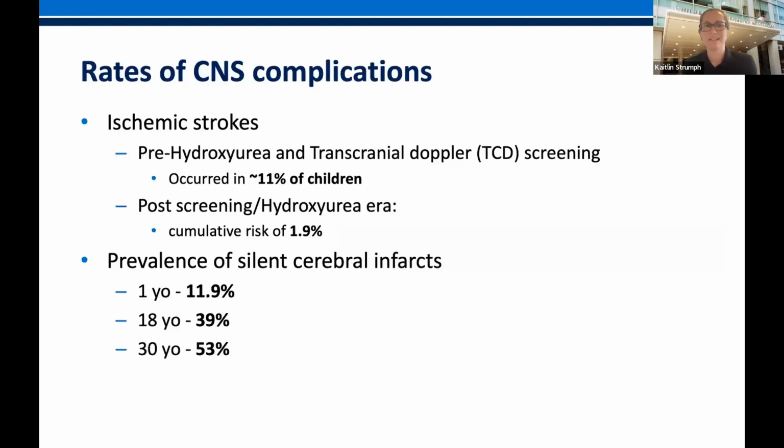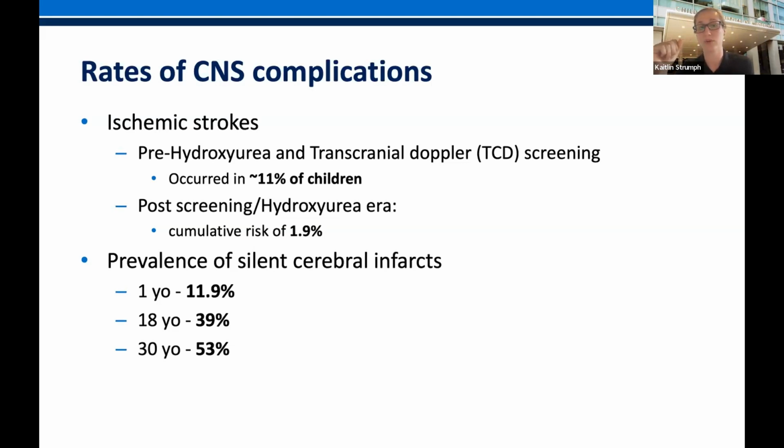So just so everyone has an idea of the prevalence of these events, prior to the initiation of hydroxyurea and transcranial Doppler screening, ischemic strokes occurred in up to 11% of children with sickle cell anemia, which is obviously very high. In the post-screening hydroxyurea era, that number has come down to a cumulative risk of about 1.9% by the age of 18. Obviously, we've made marked improvements in the rate of ischemic strokes, but I still personally think that 1.9% is really high. And the prevalence of silent cerebral infarcts is even higher.